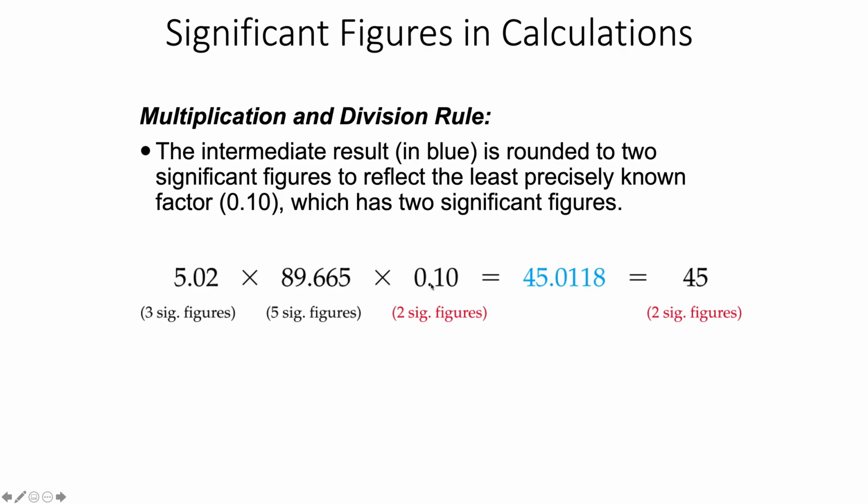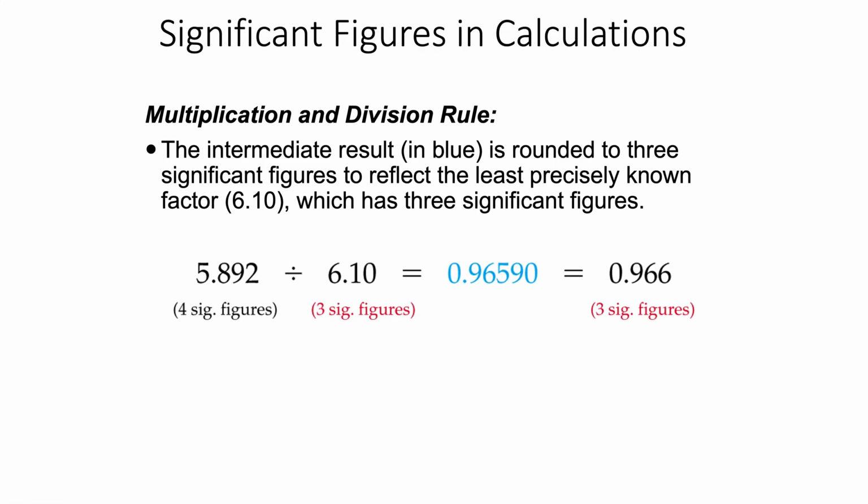All right, so my calculator says 45.0118, but my calculator is a liar. I only get 2 sig figs. 45 is a more correct answer. Same here with the division. Multiplication and division are really the same thing. Right, 4 sig figs, 3 sig figs. My answer gets 3 sig figs.